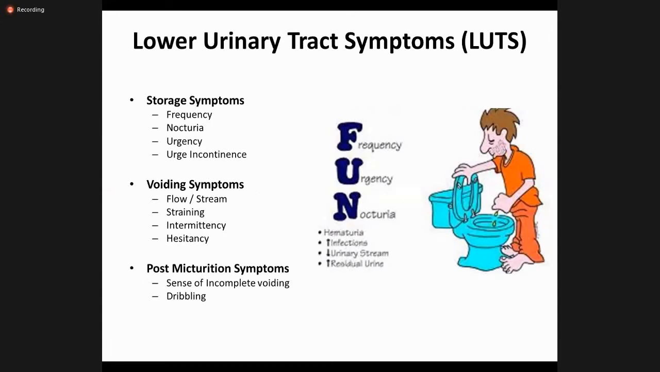Now coming to the second point, lower urinary tract symptoms. First, we ask the patient regarding the pain. If the patient is having any pain, then we ask about the symptoms. We ask the things which we have discussed earlier.